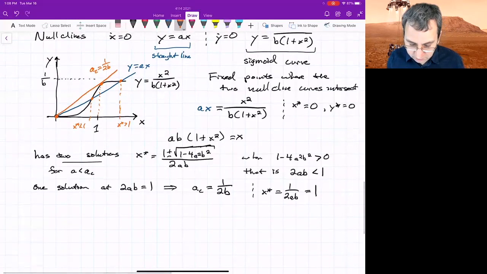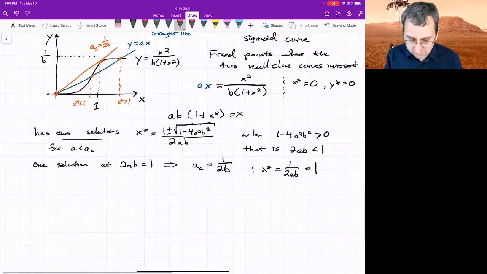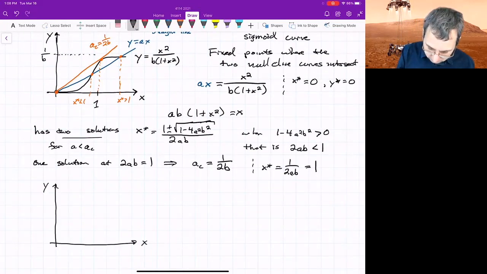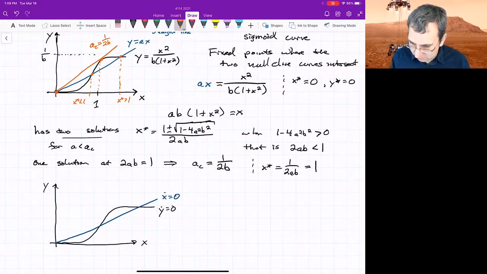So I'm going to replot these nullcline curves and then put in some arrows so we can get an idea of what's going on. x, y, we've got our sigmoid and the other curve. And remember what this one was. This was x dot equals 0, and this curve is y dot equals 0.